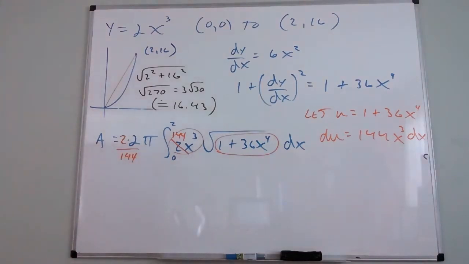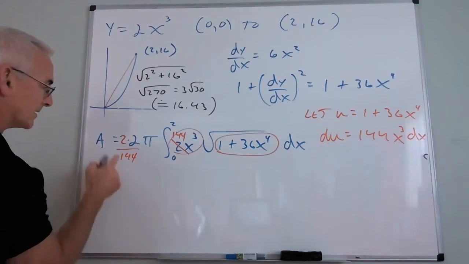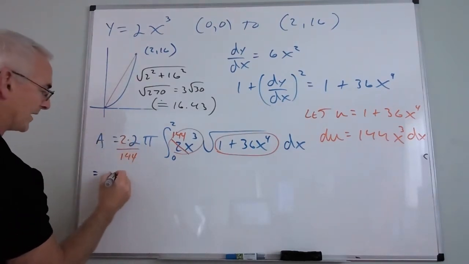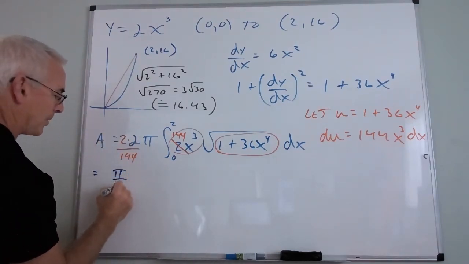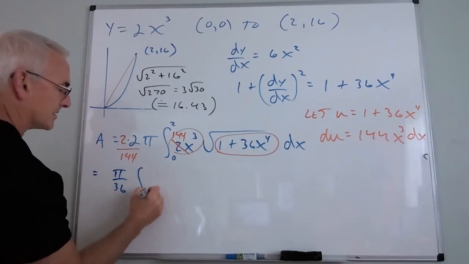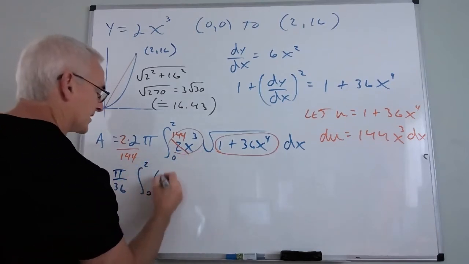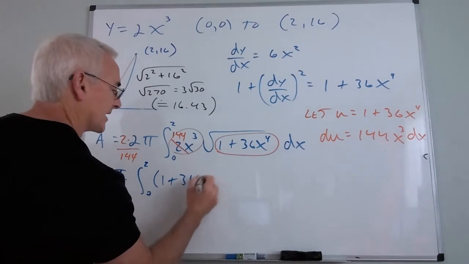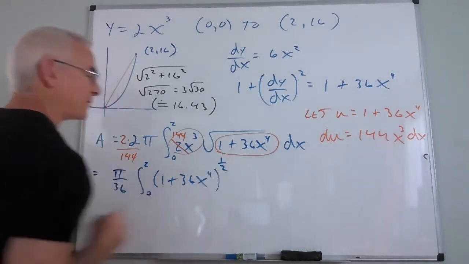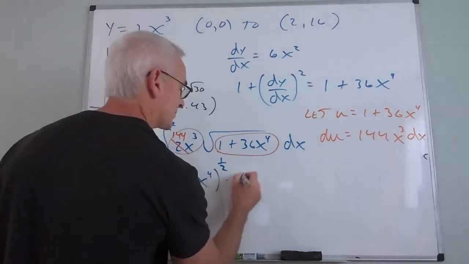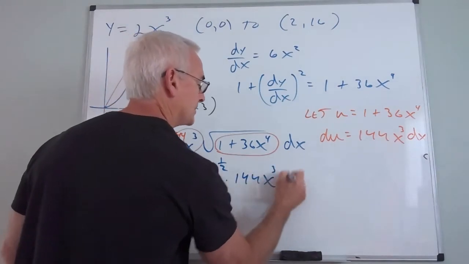And that's how we do it. That's the simplest way. So now let me rewrite this. 4 over 144, that's 1 over 36. So I've got pi over 36. I'll write this as 1 plus 36x to the 4th raised to the 1/2 power times 144x cubed dx.